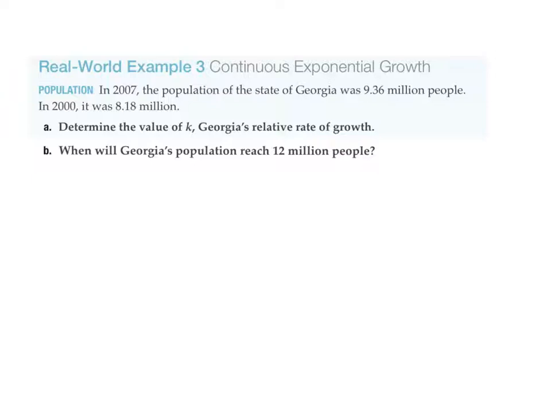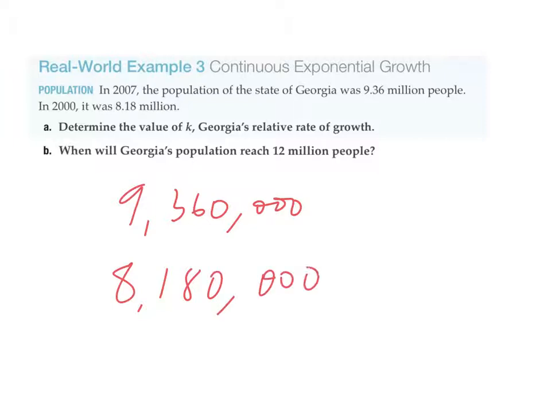Okay, here's what we got. We're examining the population of Georgia. Okay, in 2007, the population of Georgia was 9.36 million people, which, in case you were unaware, is 9,360,000 people. Okay, in 2000, it was 8.18 million, which would be that number.